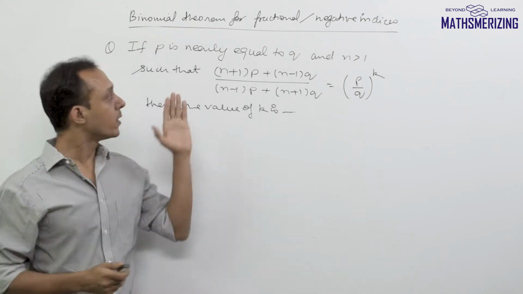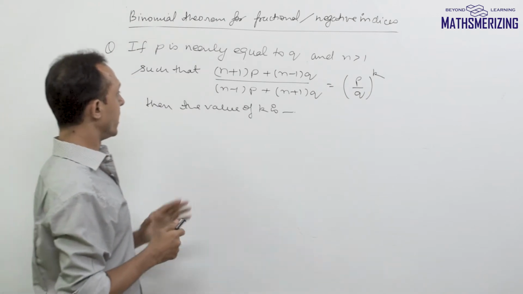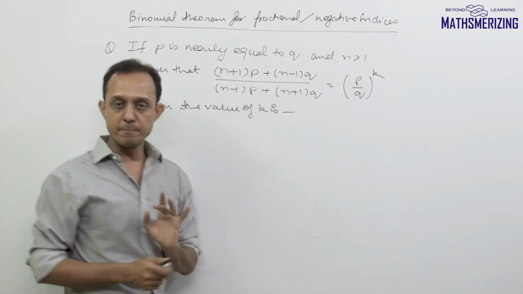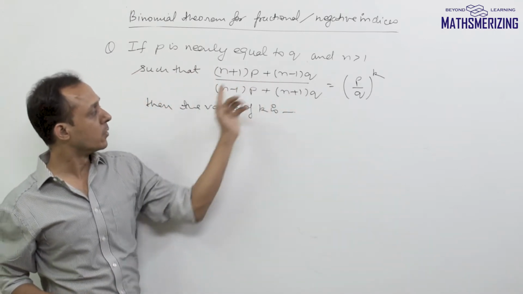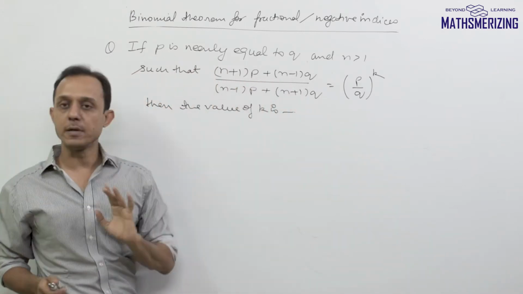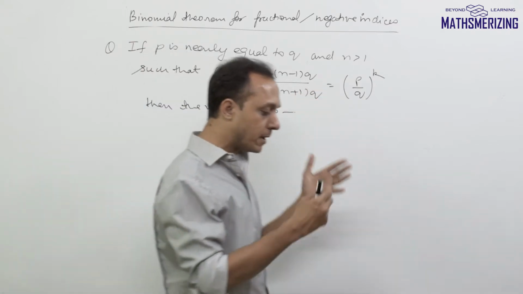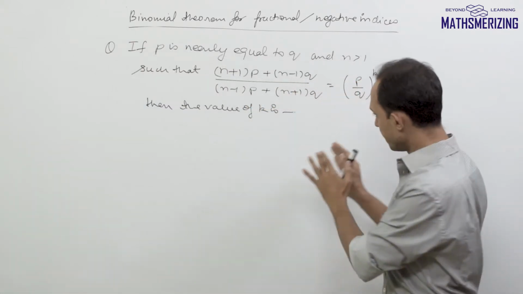Now if p is nearly equal to q and n is greater than 1, such that (n+1)p + (n-1)q upon (n-1)p + (n+1)q is some (p/q)^k, we'll have to find the value of k.